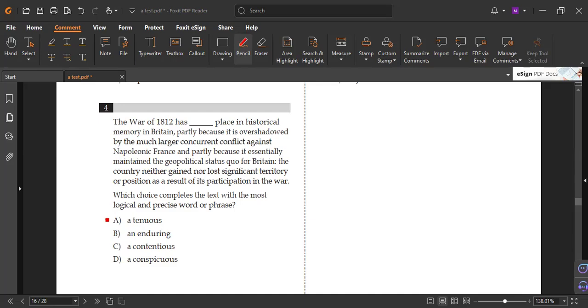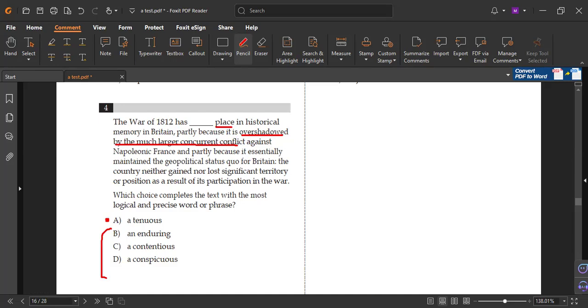Do you know it? It means vulnerable or uncertain. So the word has what? A place. So we need an adjective to describe the place. "In historical memory in Britain, partly because it is overshadowed by the much larger concurrent conflict." So overshadowed means it was unclear, it was uncertain. So here letter A is correct. And B, C and D do not make sense.